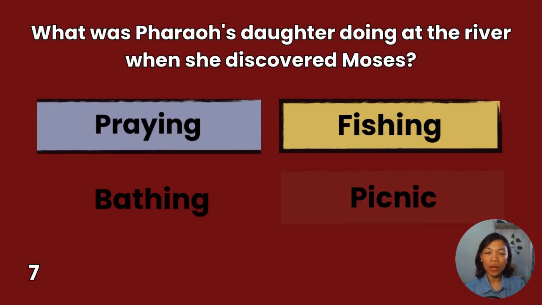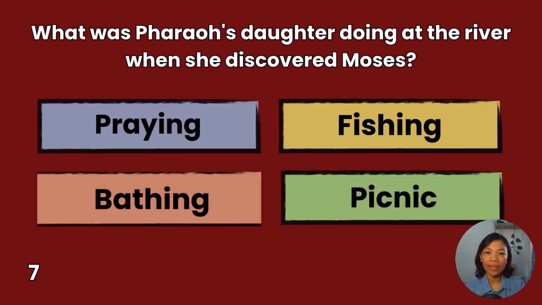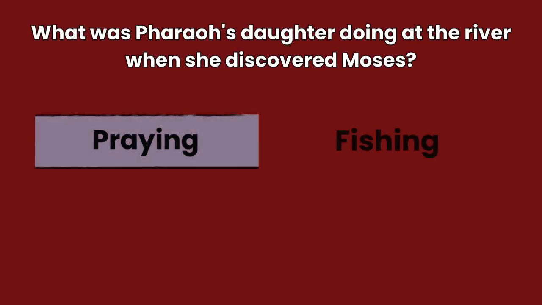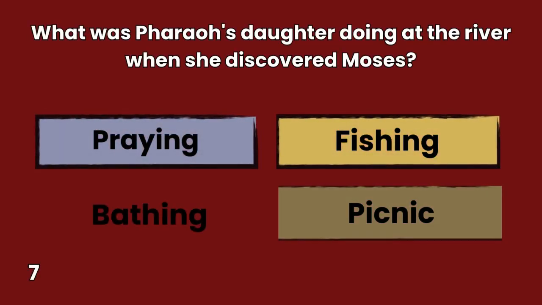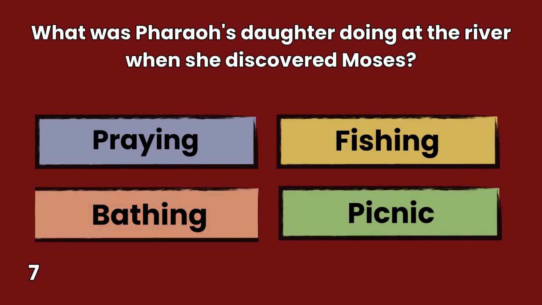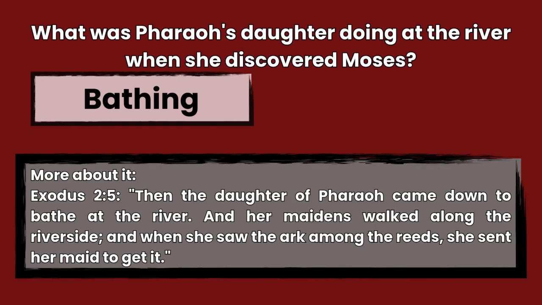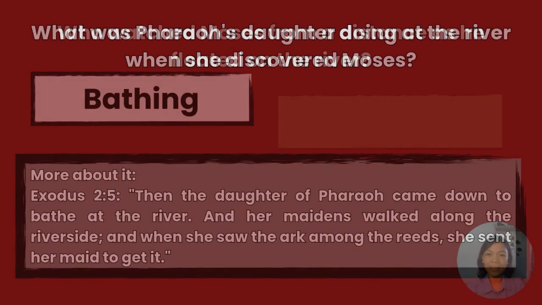7. What was Pharaoh's daughter doing at the river when she discovered Moses? Praying, bathing, fishing, picnic. You have 10 seconds to answer. The answer is bathing, Exodus 2:5. Then a daughter of Pharaoh came down to bathe at the river, and her maidens walked along the riverside, and when she saw the ark among the reeds, she sent her maid to get it.